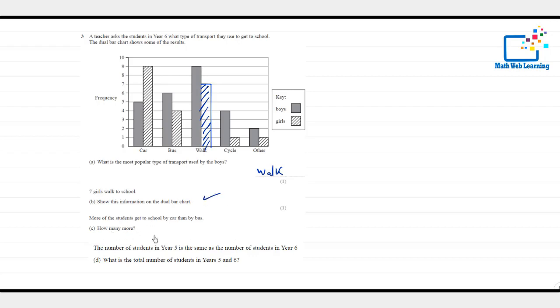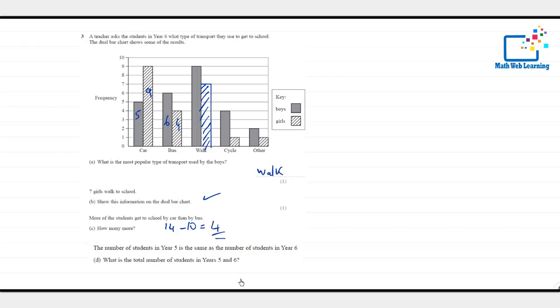More of the students get to school by car than by bus. Students means boys and girls. By car is this one here, and by bus is this one here. So we need to add up. That is 5, and that is 9, so altogether it is 14. Minus, for the bus, you got 6 and 4, that's 10 altogether. So the difference is 4.